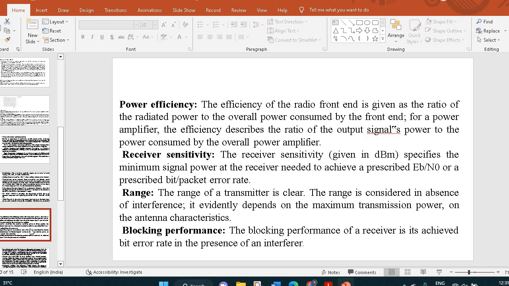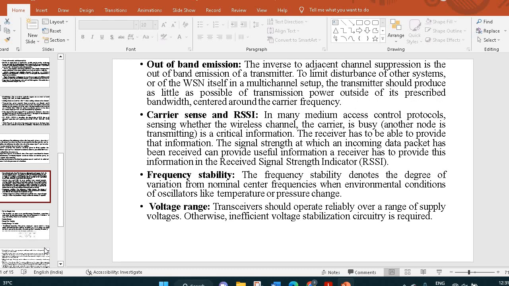Blocking performance. The blocking performance of a receiver is its achieved bit error rate in the presence of an interferer. Out of band emission. The inverse of adjacent channel suppression is the out of band emission of a transmitter. To limit disturbance of other systems or of the WSN itself in a multi-channel setup, the transmitter should produce as little as possible of transmission power outside of its prescribed bandwidth centered around the carrier frequency.